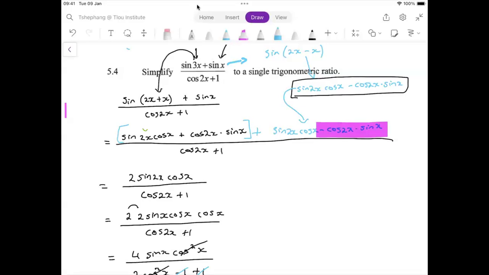Right. Now I said, which ones are like terms? So the highlighted in pink is the same as this. Now they cancel each other out. So this cancels that. What are we left with? We're left with sine 2x cos x, sine 2x cos x. If it's the same and we're adding, it has to be 2 of the same thing. 2 of sine 2x cos of x. This is where I am now. Over the denominator, which I still haven't changed.